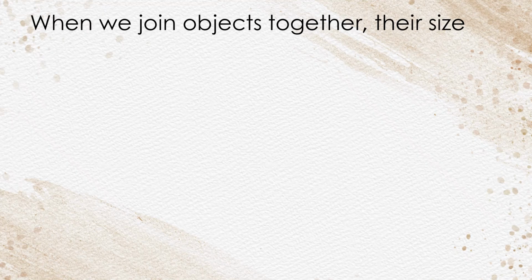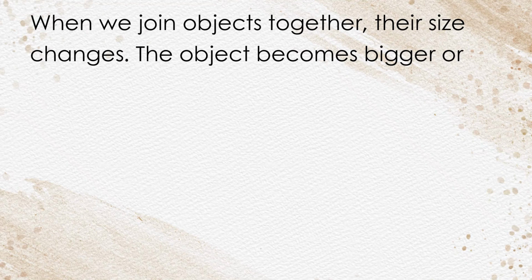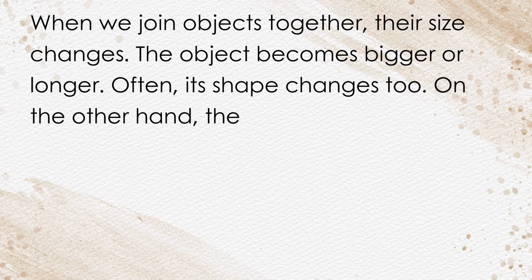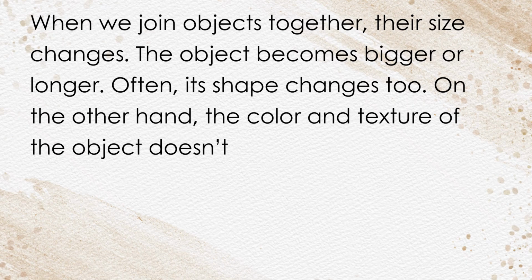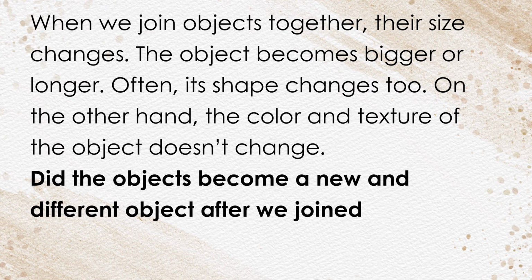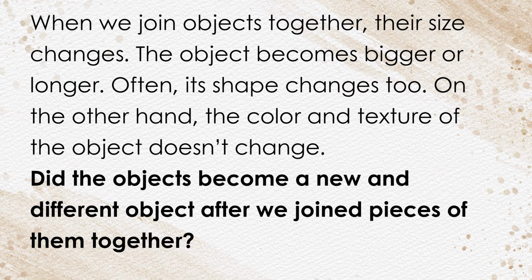When we join objects together, their size changes. The object becomes bigger or longer. Often, its shape changes too. On the other hand, the color and texture of the object don't change. Did the object become a new and different object after we join pieces of them together?